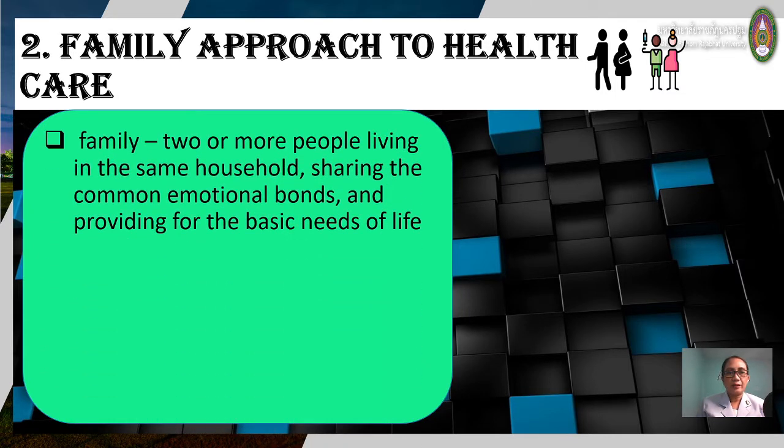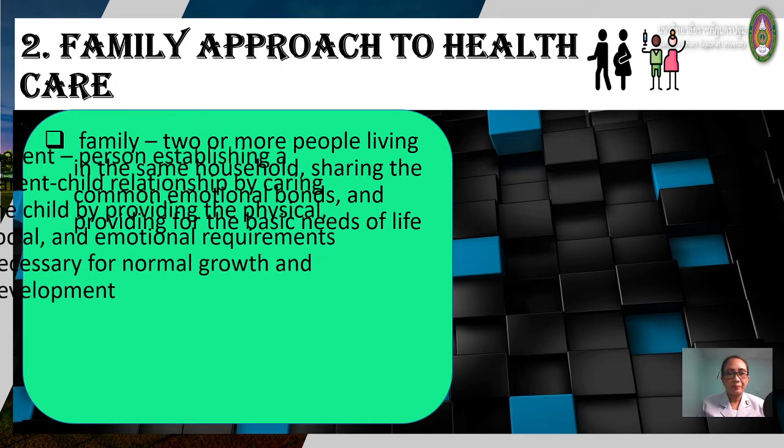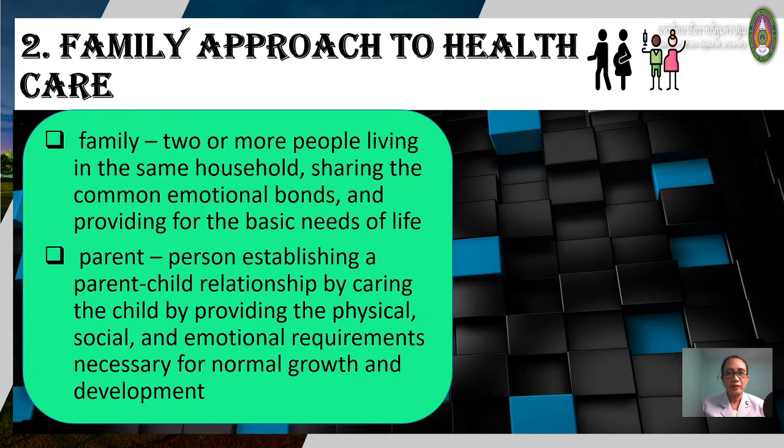So let's discover the family approach to healthcare. This includes the family, of course. Family is two or more people living in the same household, sharing common emotional bonds, and providing for the basic needs of life. Family is very important for growing a family, especially if one member of the family is pregnant. And a parent is a person establishing a parent-child relationship. They care for the child by providing the physical, social, and emotional requirements necessary for normal growth and development.